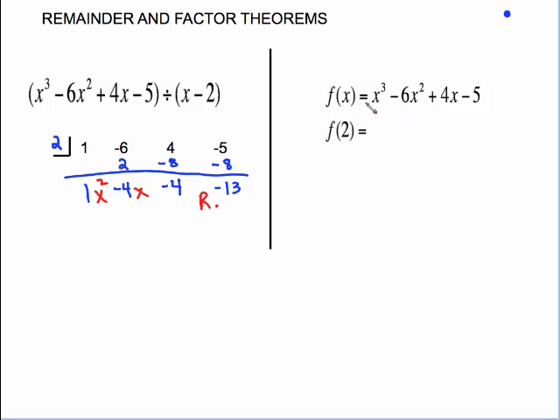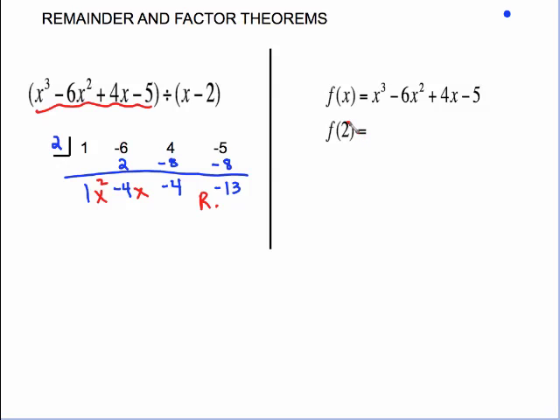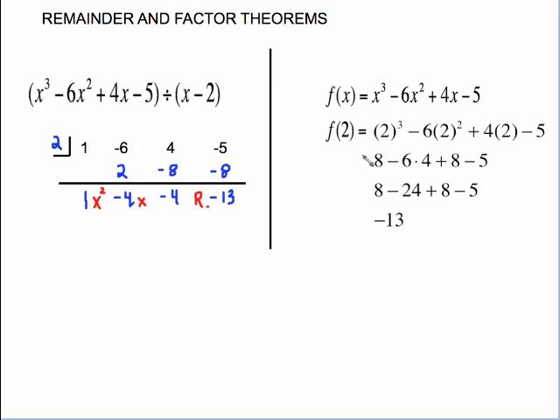I want to do f of x equals x cubed minus 6x squared plus 4x minus 5. That is the same polynomial that I had over here. And I want to evaluate f of 2. To evaluate f of 2, I need to put 2 in for all of those x's, which is what I've done over here. Here's all the arithmetic worked out. 2 cubed minus 6 times 2 squared, etc.